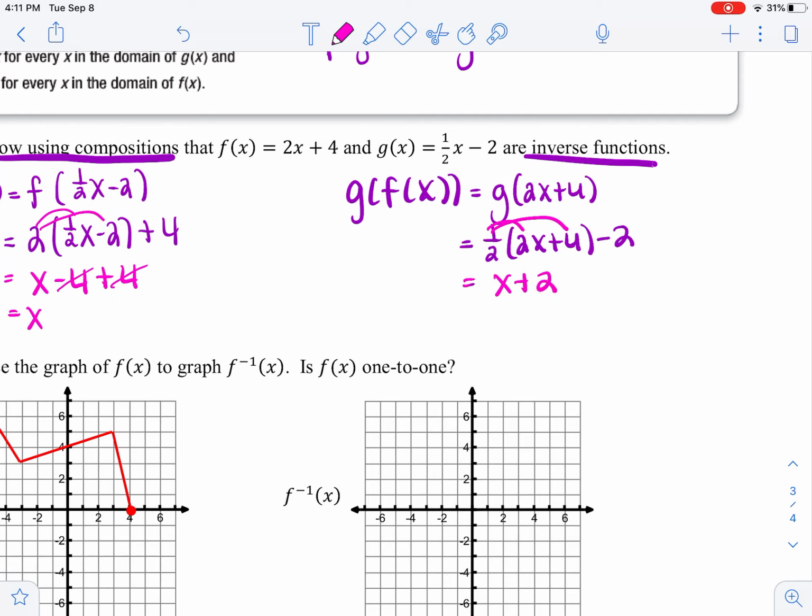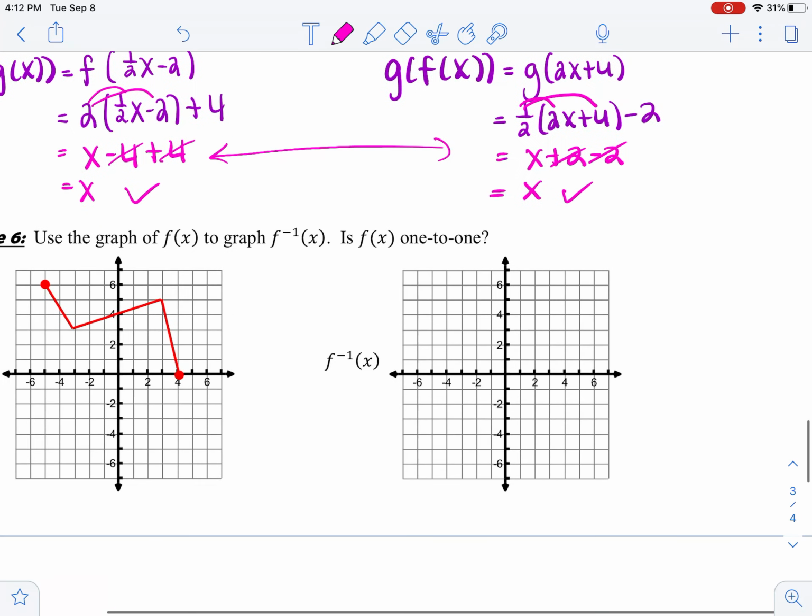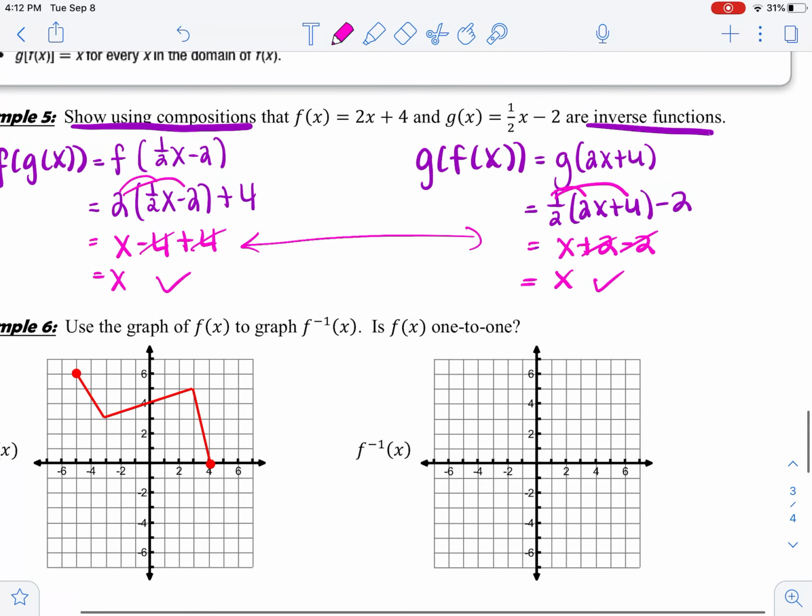1/2 times 2x is x. 1/2 times 4 is 2. And then minus 2. So the 2's cancel here, and I get just x. So notice these steps will never match right here, so we do look for those separate steps. Okay, so check, check. They're inverses.